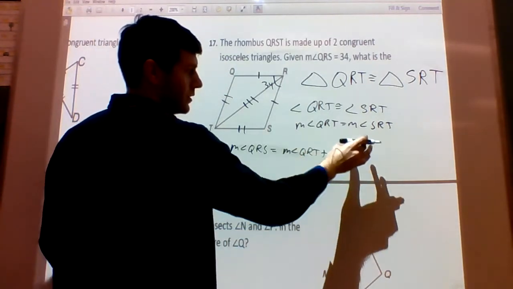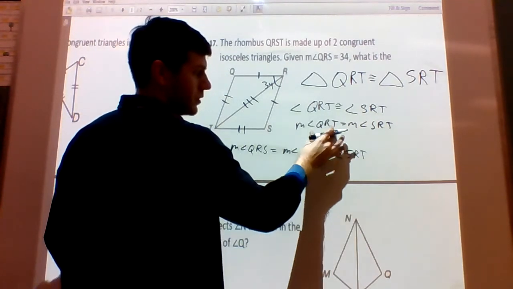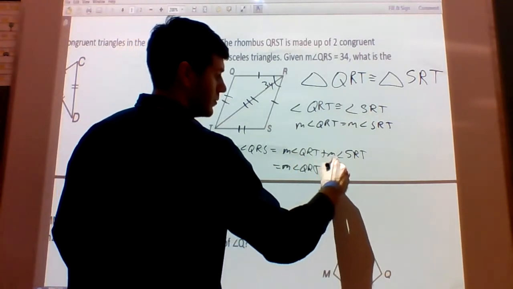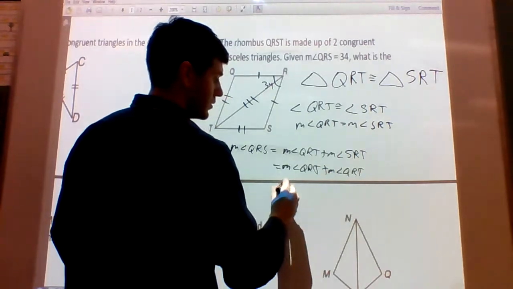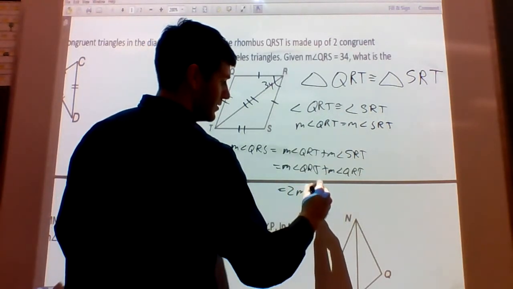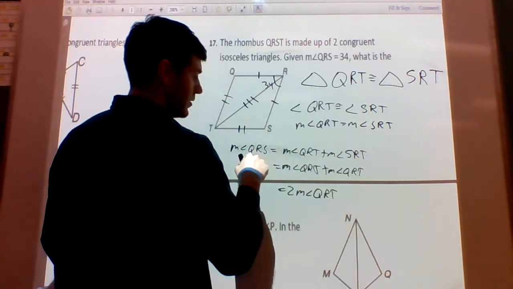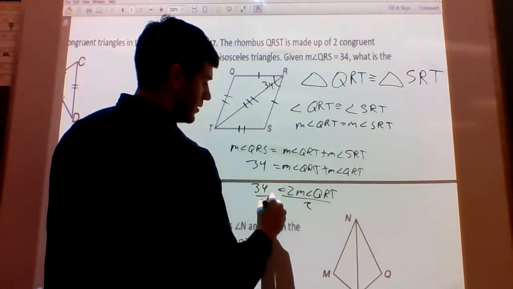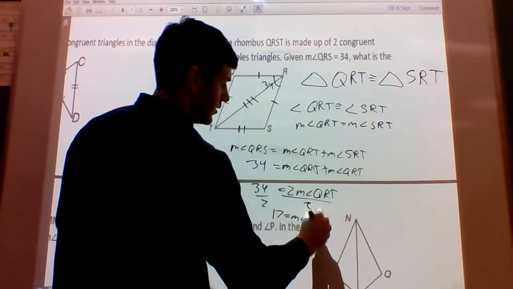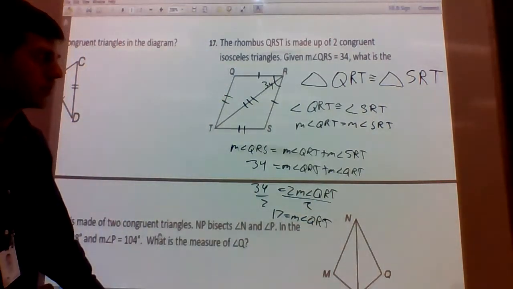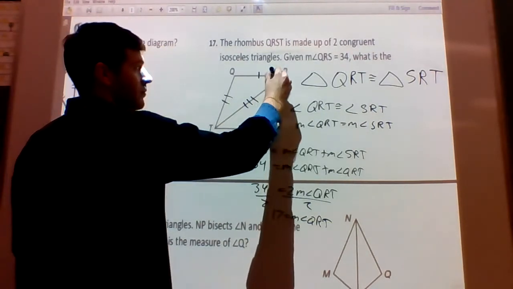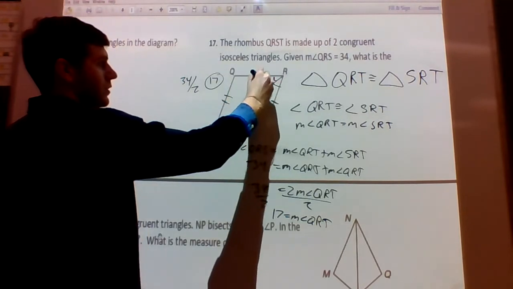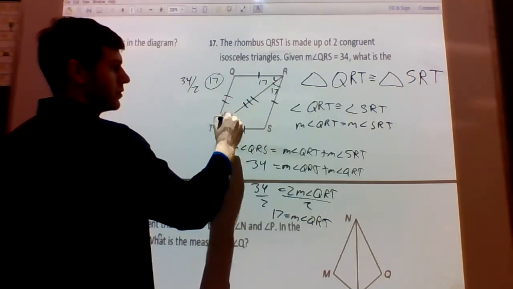What do we know? Well, we know SRT equals QRT. So it's going to equal the measure of angle QRT plus the measure of angle QRT, which is going to equal 2 times the measure of angle QRT. Right? QRS is 34. Then we divide by 2. 17 is going to equal the measure of angle QRT. Basically, since these two angles are the same, we divide 34 by 2, and we get 17 for each angle. Since we have isosceles triangles, this is going to be 17.